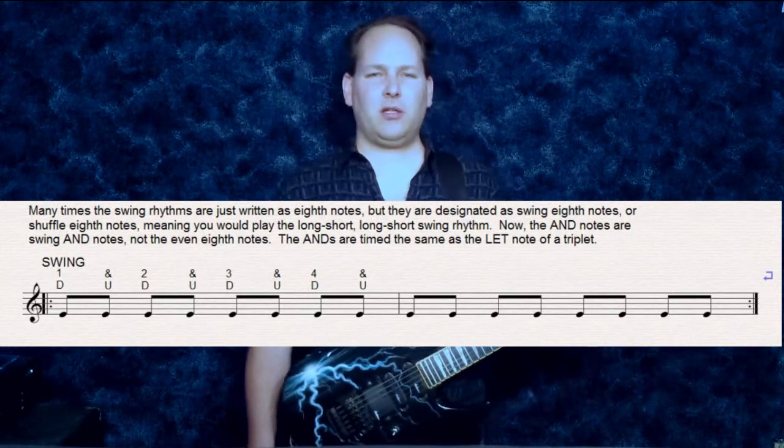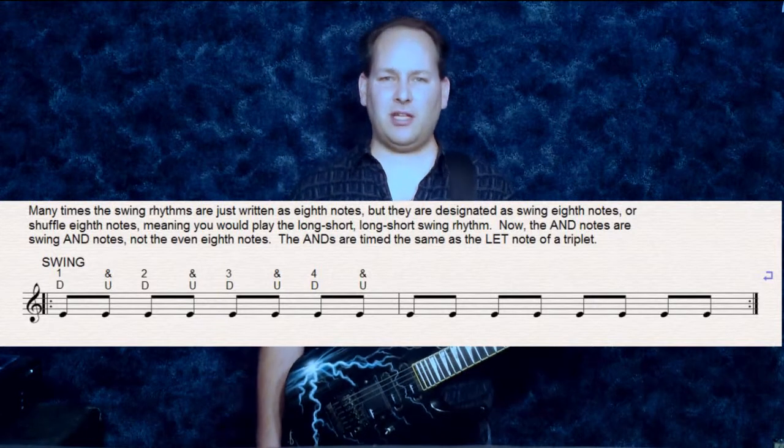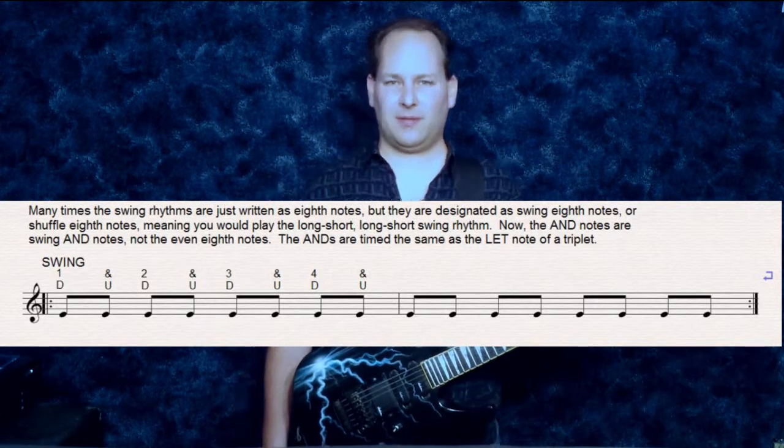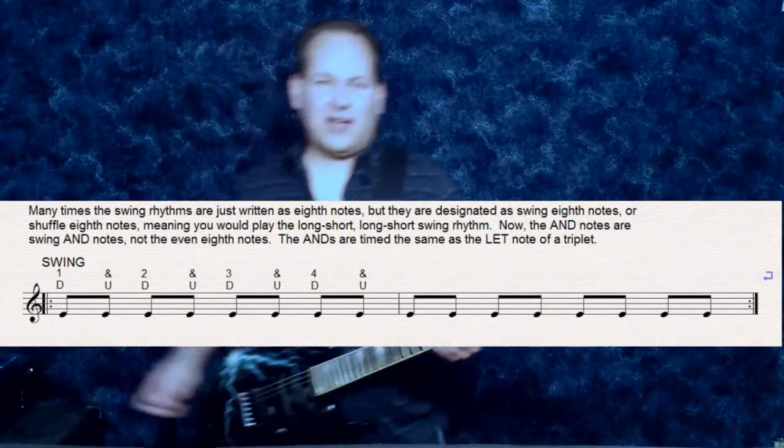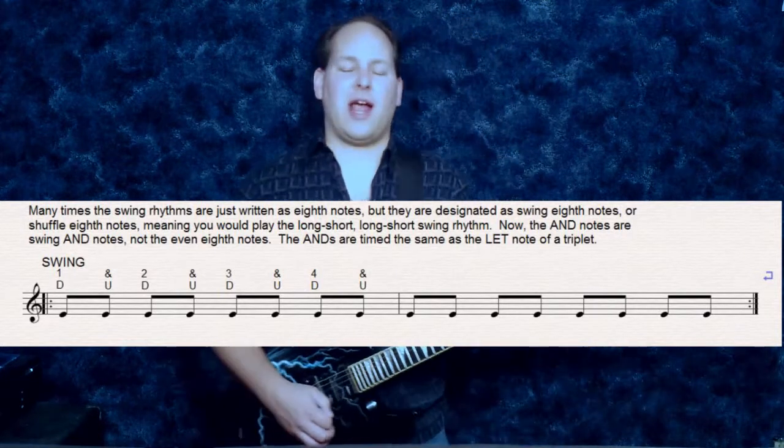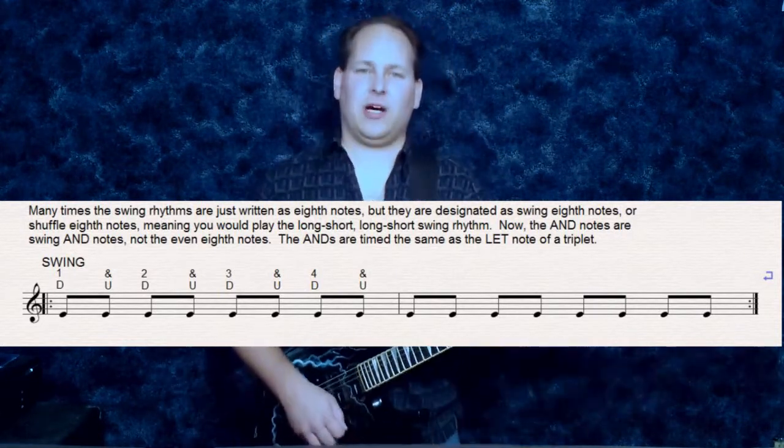Here's a play along, the open low E string with swing eighth notes. One and two and three and four and down, up, down, up, down, up, down, up.